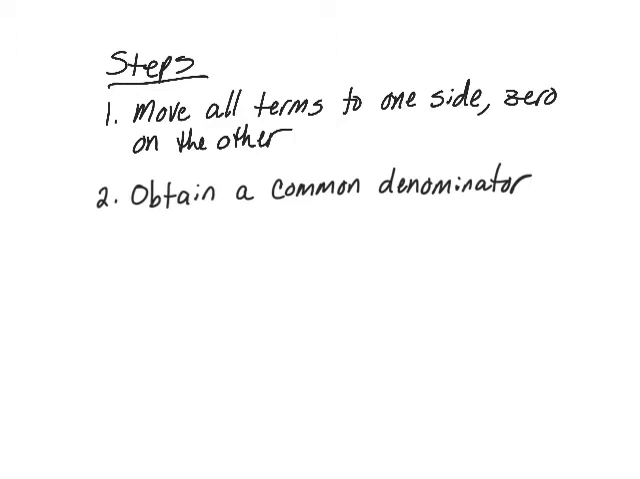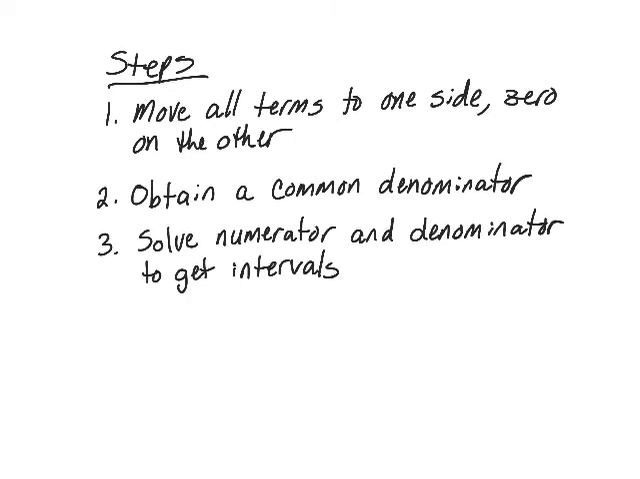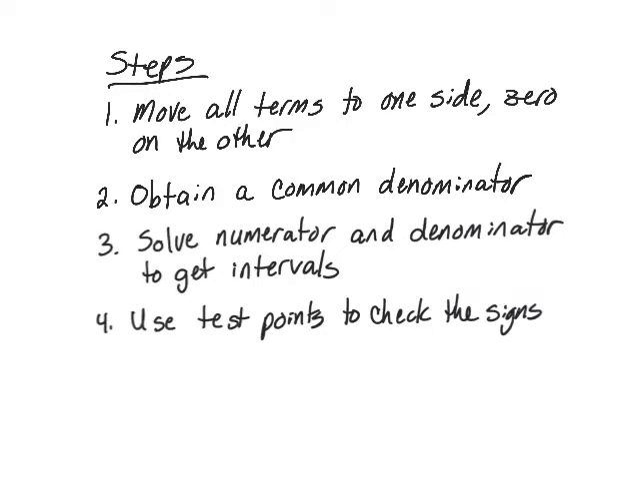The second thing you'll want to do is to obtain a common denominator, so you're writing your expression as a single fraction. Then you're going to solve the numerator and the denominator to get the intervals, just like you did with the quadratic. With the quadratic, it was factors of a product. Now we're looking at the factors of a quotient. And then finally, you're going to use test points like you did with quadratics to check for the overall sign of the quotient so that it matches your inequality.